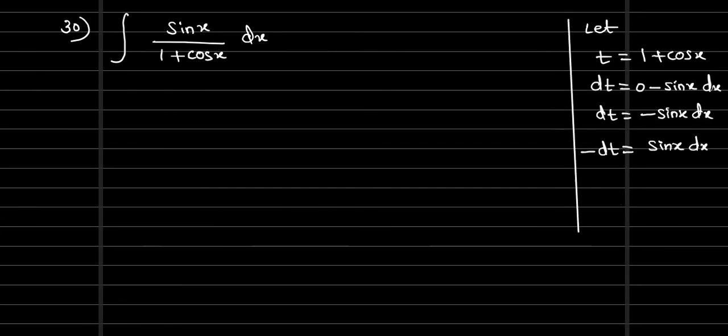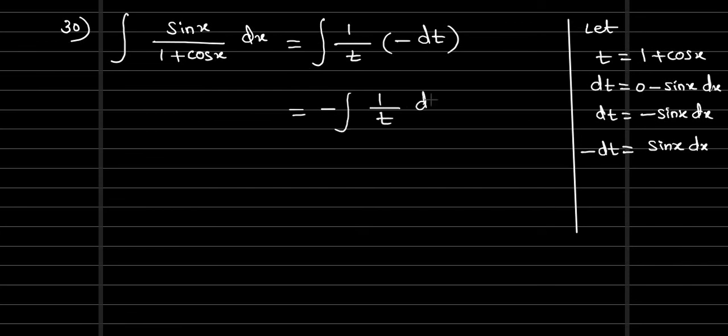Now these things we are going to substitute in the given function. So integral sin x dx, the product of sin x dx together is minus dt. 1 by 1 plus cos x we took as t. So minus sign we'll take outside: integral 1 by t dt. Now we got it in the directly standard form, right? Integral 1 by x dx is log modulus of x plus c.